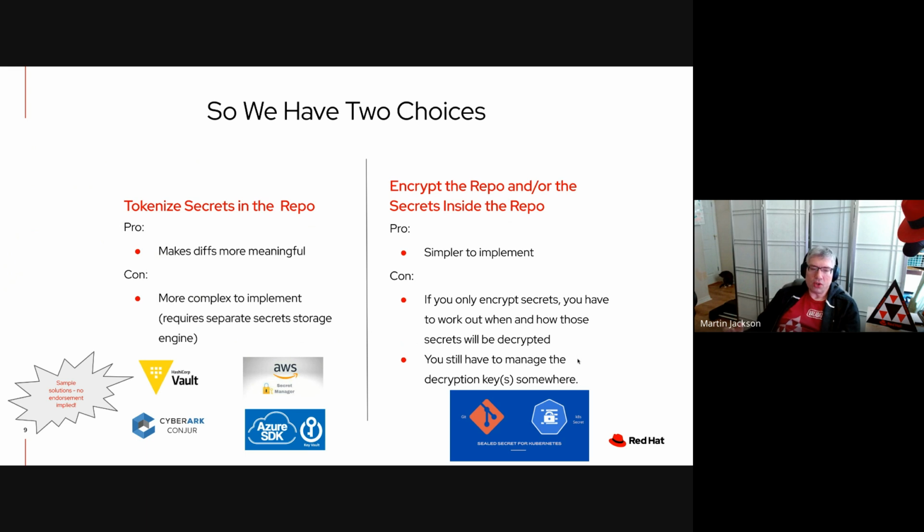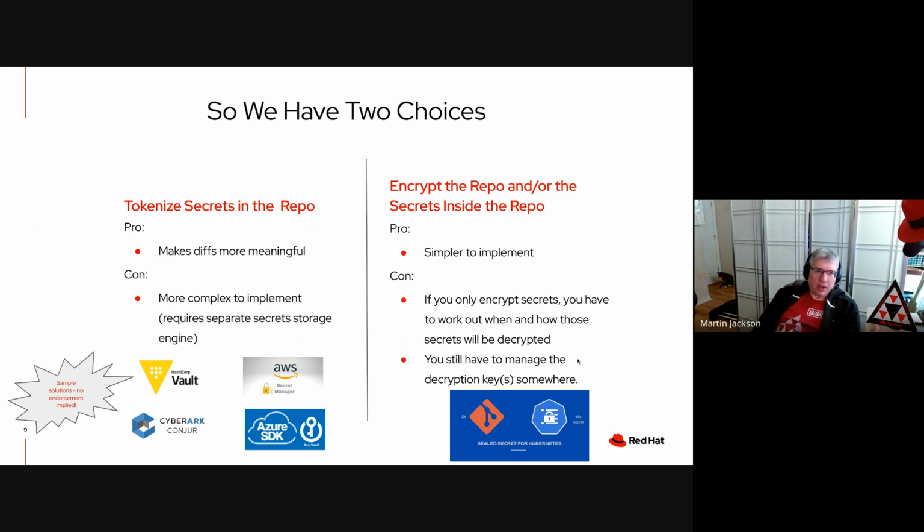Some of the secret storage engines available include HashiCorp Vault, the AWS Secrets Manager, the Azure SDK, and CyberArk Conjur, which is also popularly used in a bunch of places. I am not endorsing any of these solutions as an employee or associate of Red Hat. I'm merely pointing out that they exist. Where I used to be, they were very sensitive about the notion that anyone who put logos on a slide was doing endorsement. This is not endorsement. This is just a survey of some of the solutions that are available.